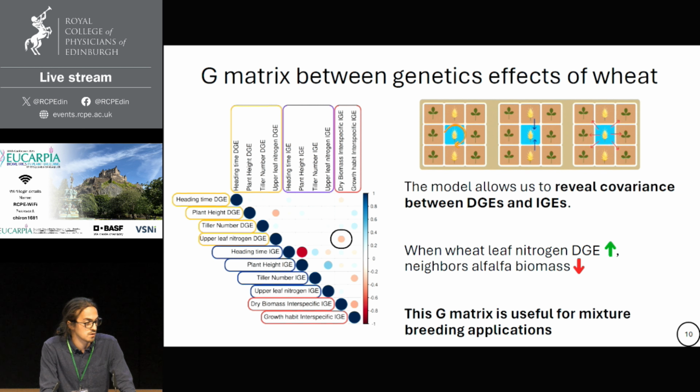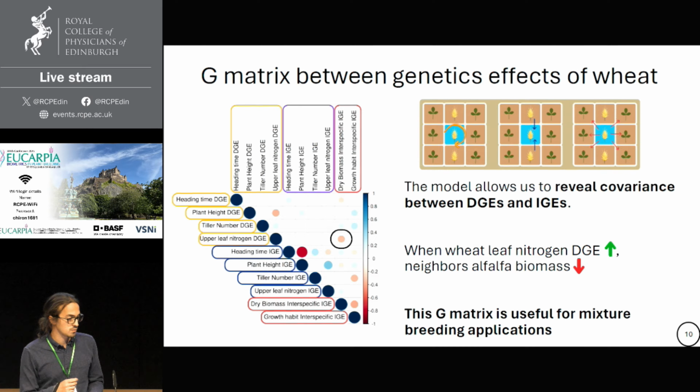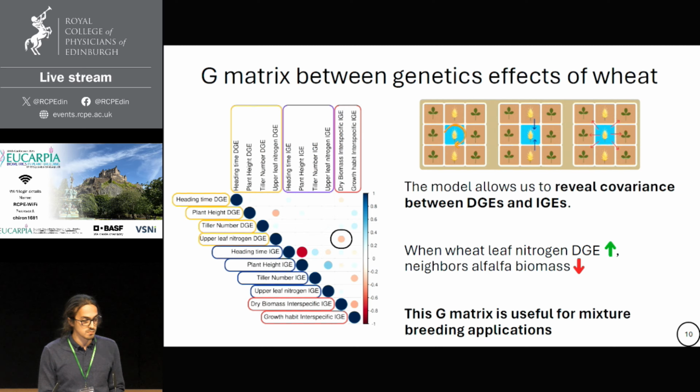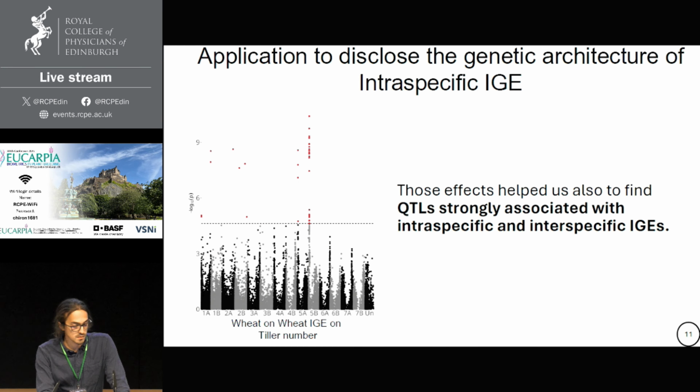And so when you have more resources, more nitrogen in your leaves, you'll probably take it from the soil and compete with alfalfa, which reduces its biomass. And so thanks to this kind of G matrix, you can easily see that for breeding applications, it would be very interesting to know how indirect breeding effects will occur when you try to improve wheat nitrogen, for example. Also, these effects can be used to estimate or find associations.